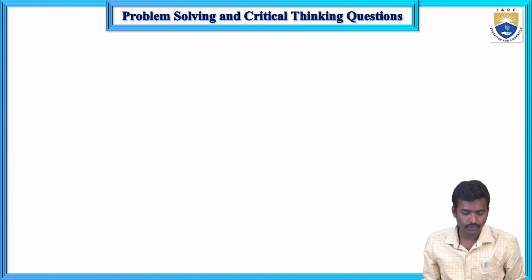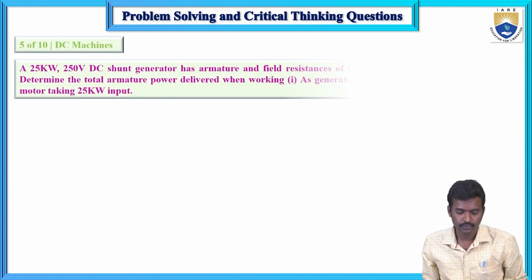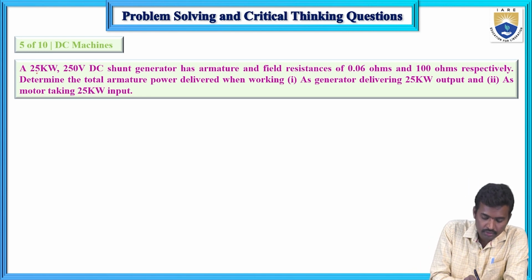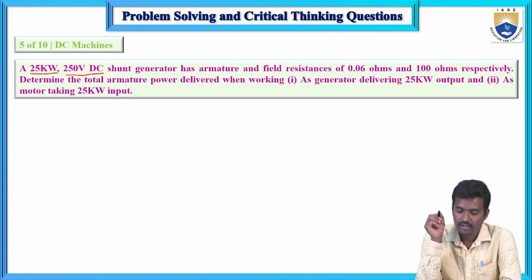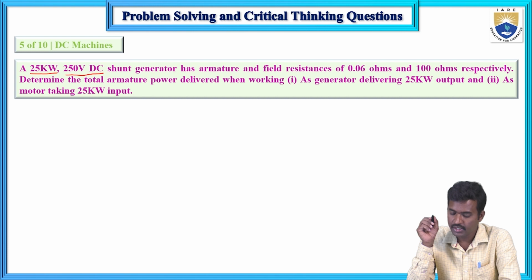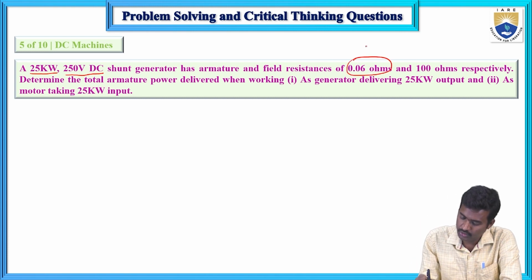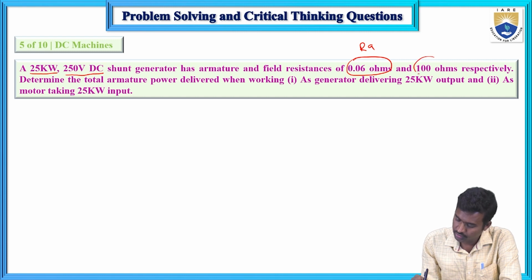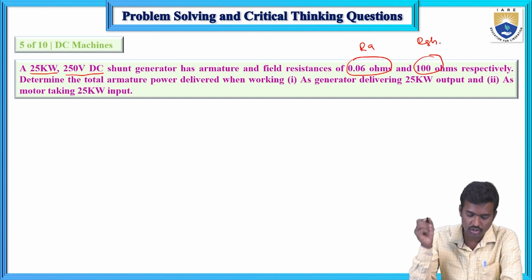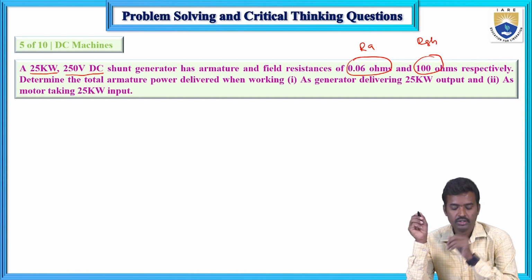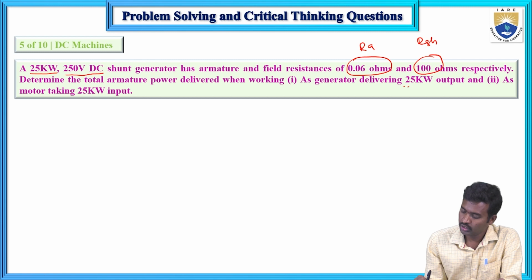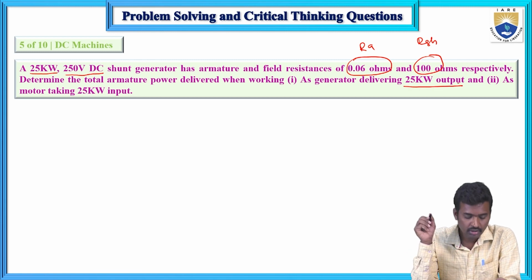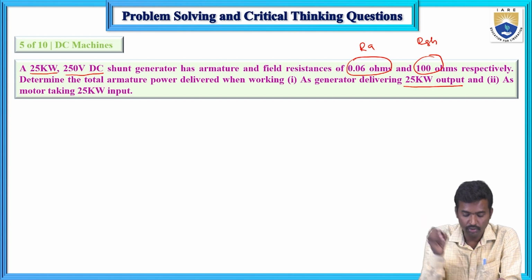Next, the fifth one. A 25 kilowatt, 250 volts DC generator has armature and field resistances of 0.06 ohms, this is armature RA, and this one is the field resistance RSH. Next, determine the total power delivered when working as a generator delivering 25 kilowatt output and as a motor taking 25 kilowatt input.